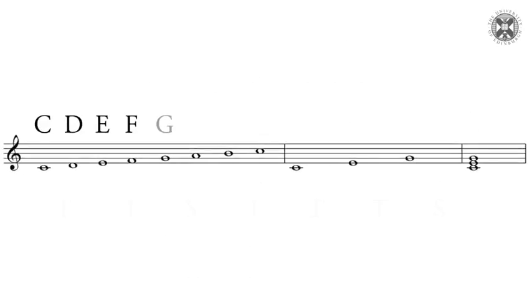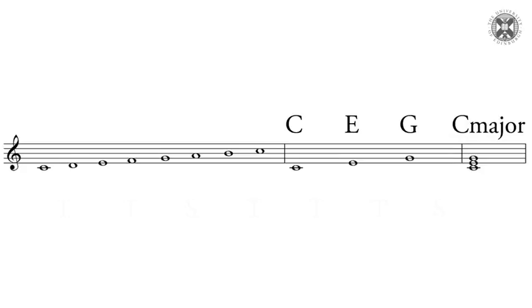So there, looking again at our C major scale, we now isolate the 3 notes, C, E, and G, and then we stack them up vertically like this. And that is the C major triad.